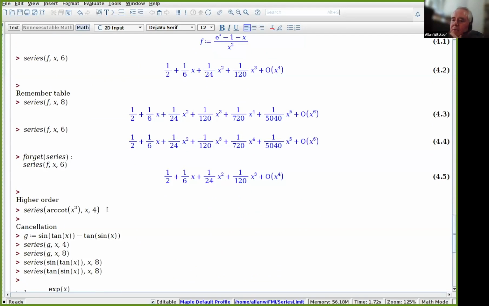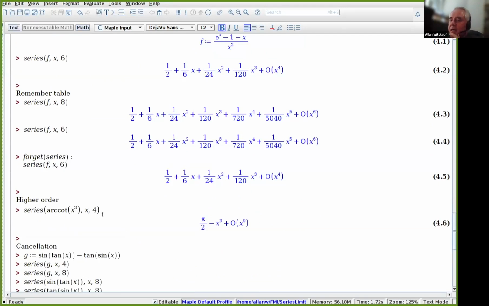Sometimes series can return an expression with a much higher order than requested. And this happens when intermediate terms all vanish, and series can detect that. So we requested an order of 4 series. So we expected to see something like an O(x to the 4) term, but in fact, it's O(x to the 9) here. And that's because all the coefficients between x to the 3rd and x to the 9 vanish.